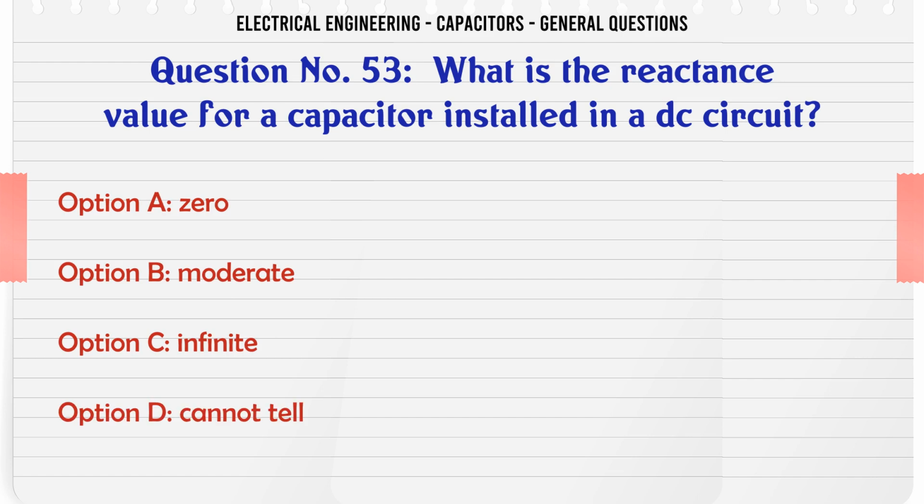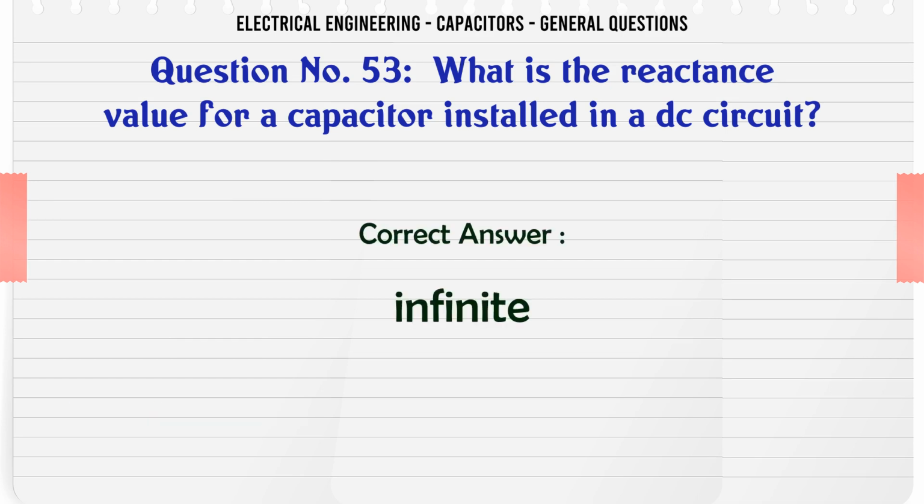What is the reactance value for a capacitor installed in a DC circuit? A. 0. B. Moderate. C. Infinite. D. Cannot tell. The correct answer is infinite.